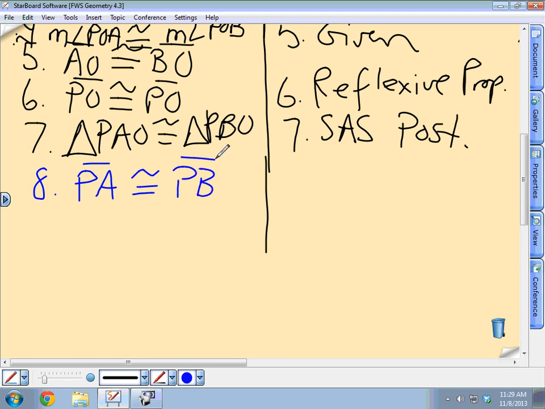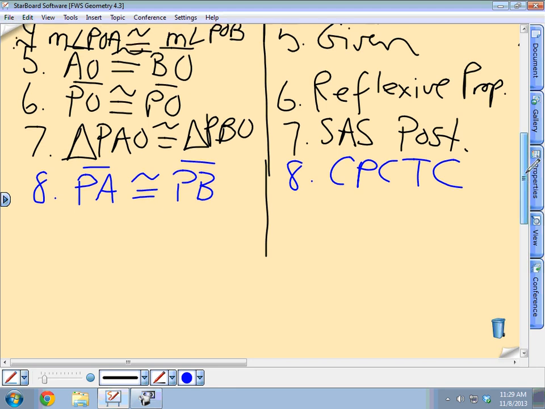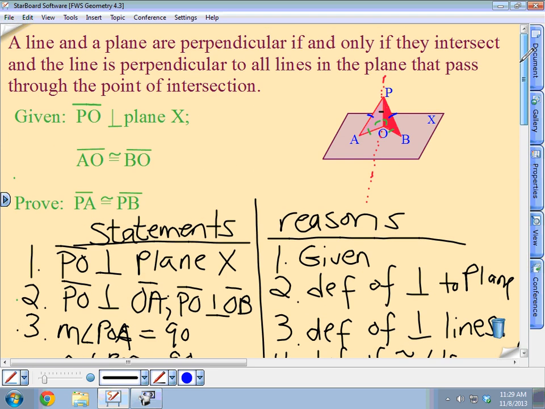Okay, so PA equals PB because of what? CPCTC. Corresponding parts of congruent triangles are congruent. It's a mouthful. It's not that long of a proof. Eventually you get up to ones that are 12 and 13, so that's not too bad. As you add more and more of these postulates and corollaries and theorems, by the time you get to the end of the book, you've got a lot in your arsenal.